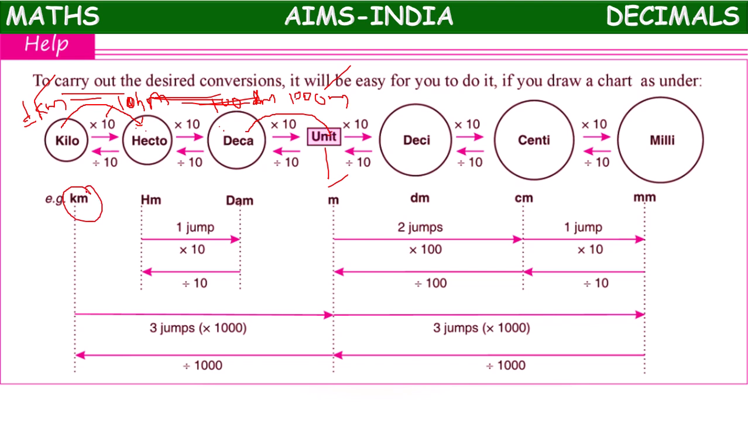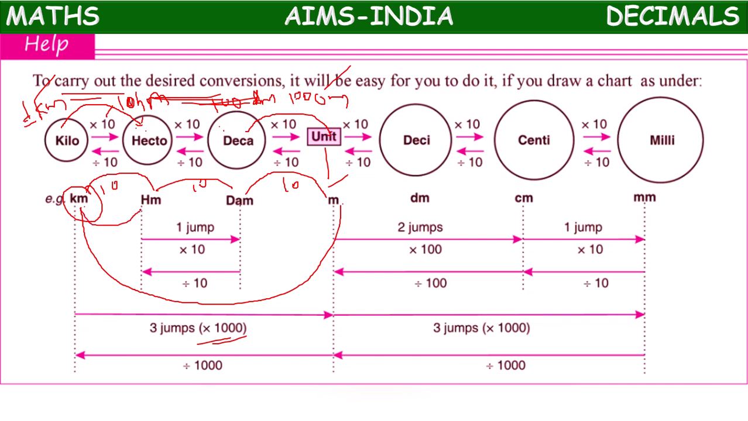Suppose we want to convert kilometer into hectometer. We have to multiply by 10. 1 kilometer equals 10 hectometer. 1 hectometer equals 10 decameter. 1 decameter equals 10 meter. Or if you want to jump directly from kilometer to meter, 10 into 10 into 10, we have to multiply with 1000. 1 kilometer equals 1000 meter, because each jump is of 10 units. For each jump we have to multiply with 10.